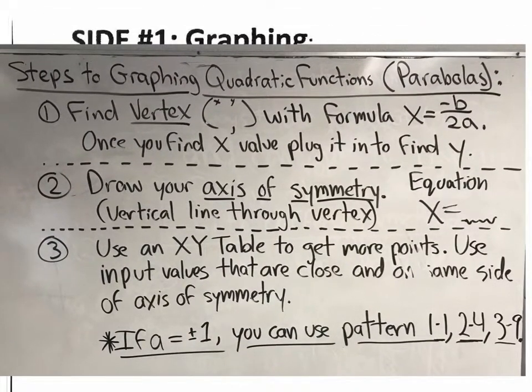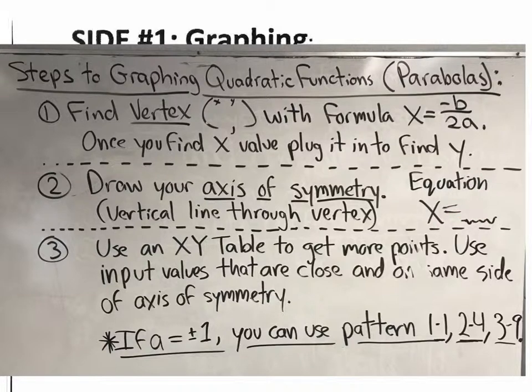Step 1 is to find the vertex. How do you find the vertex? With the vertex formula, x equals negative b over 2a. Once you find the x, plug it in to find y. That'll give you the most important point of your parabola. You graph that point. Step 2 is to draw your axis of symmetry, the vertical line going right through that vertex, and it will be the equation x equals a certain value.